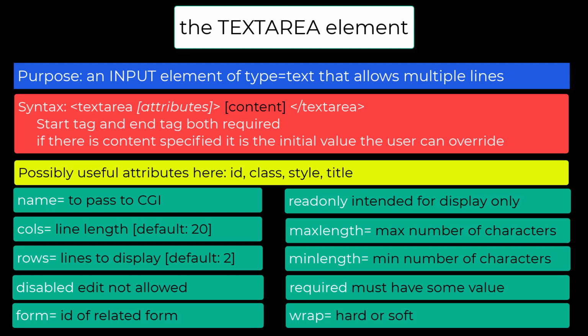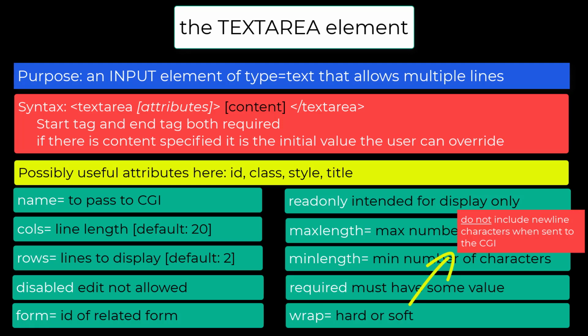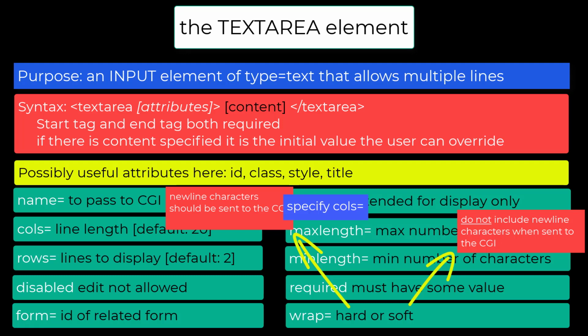And wrap is hard or soft. Soft indicates that new line characters should not be included when the value is sent to the CGI. Hard says new line characters should be sent. If wrap equals hard is specified, cols equals should also be specified.